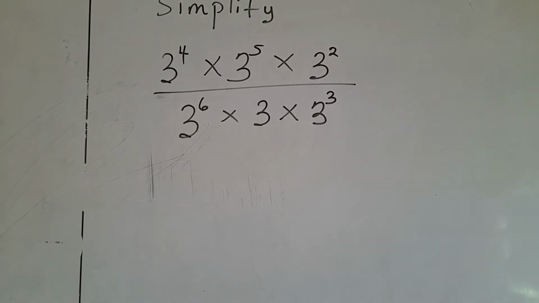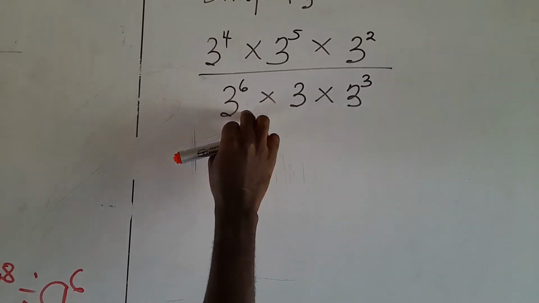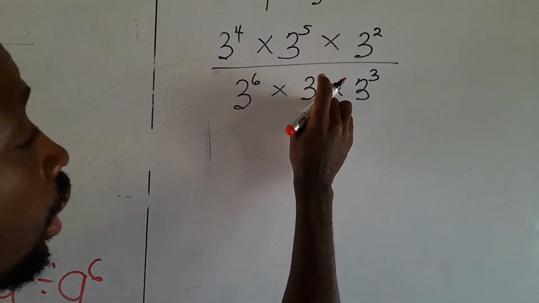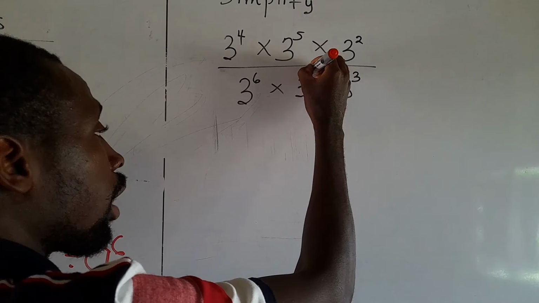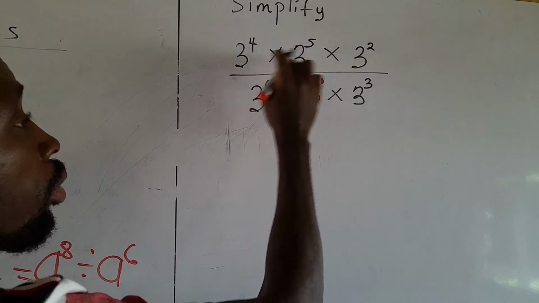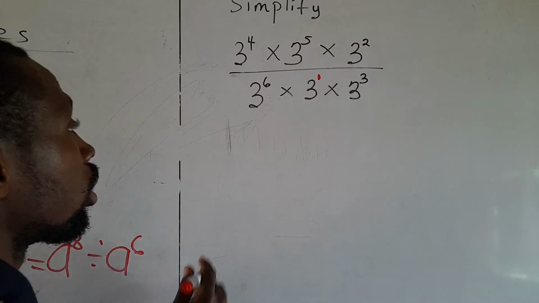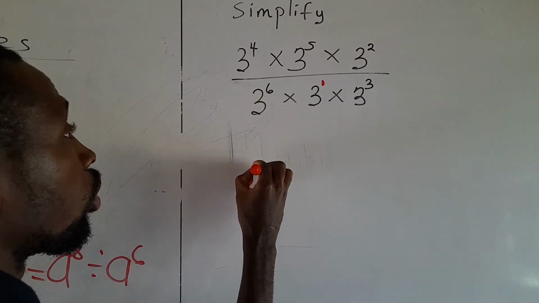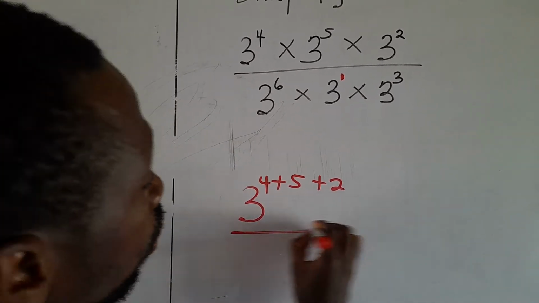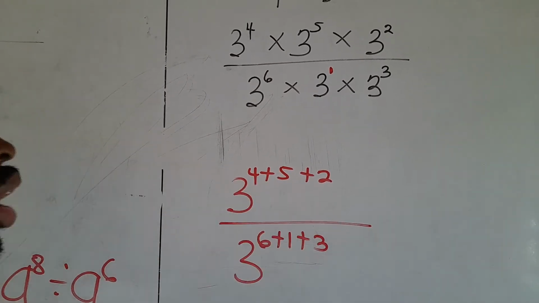So we'll solve our second question. They said we should simplify 3 exponent 4 times 3 exponent 5 times 3 exponent 2 all over 3 exponent 6 times 3 times 3 exponent 3. So this 3, since it is written like so, it means 3 exponent 1. So remember, we said when indices are multiplying with the same base, we add the exponent. So this can be written as 3 exponent 4 plus 5 plus 2, all over 3 exponent 6 plus 1 plus 3.